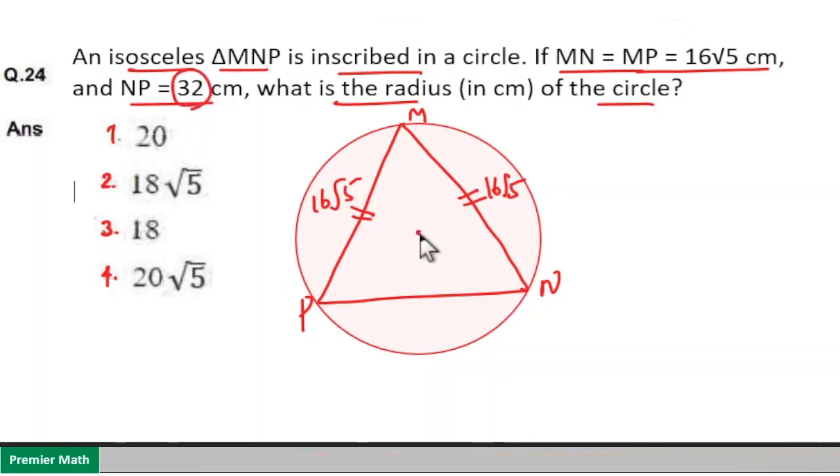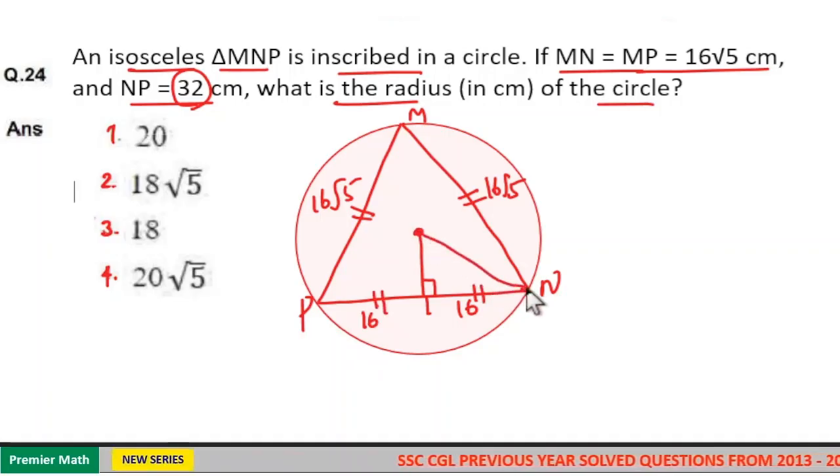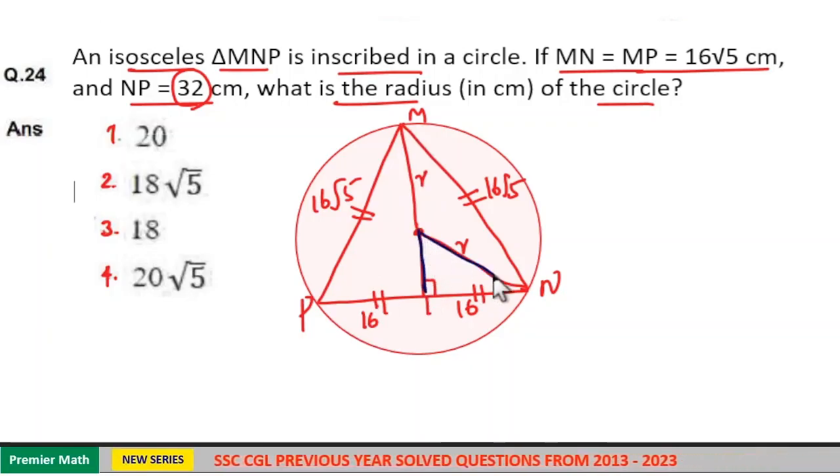Now, from the center of the circle to the chord, if you draw a perpendicular, then this perpendicular divides this chord equally. That is, if NP is equal to 32, then this length is equal to half of 32, 16. This is also 16. Then you see this is center. From center to this point, this is radius R. Also, if you draw center to M, this is also radius R. Now, if you take this triangle, you can find the radius R from it.